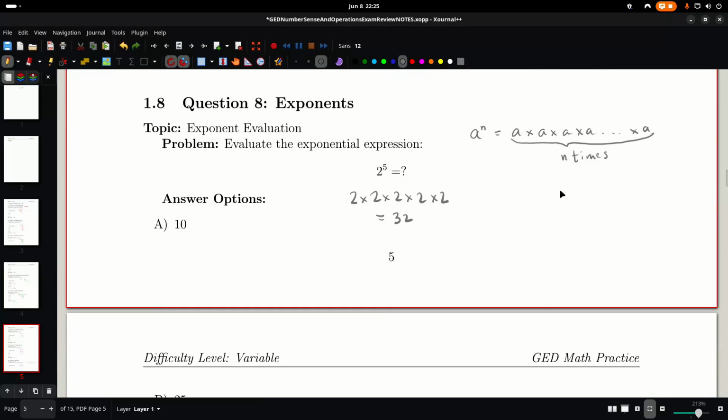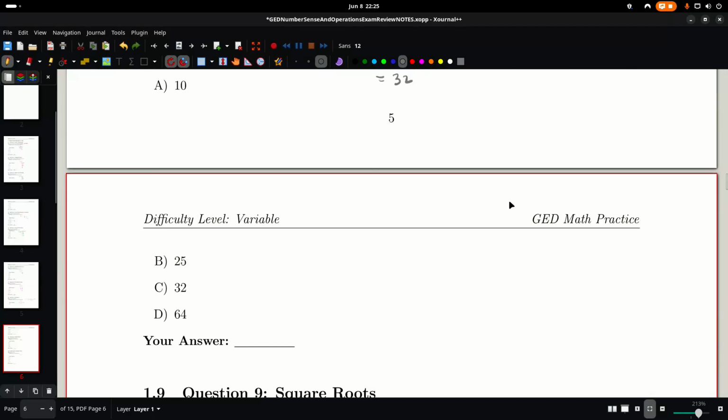And so if we look at our answers, let's hope that there's a 32 there, and there is. So it's C. That's good. It's not A this time. It's good to mix it up a little bit.